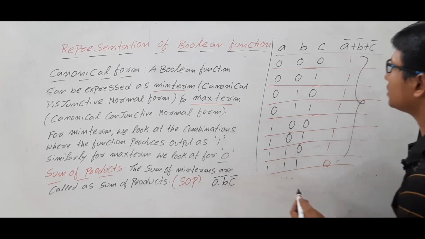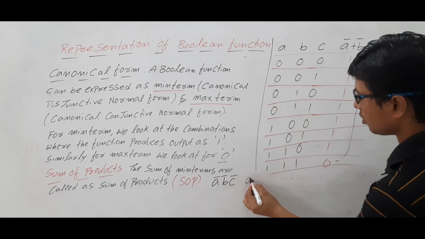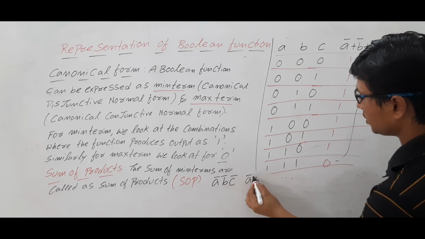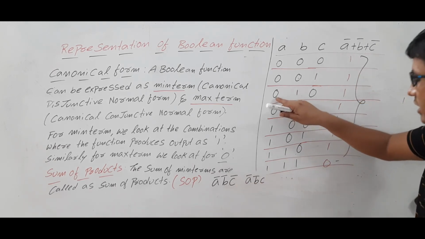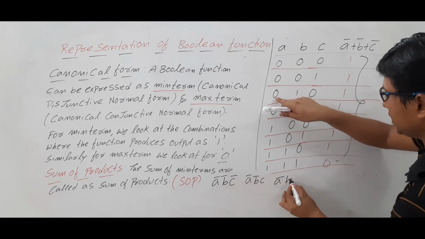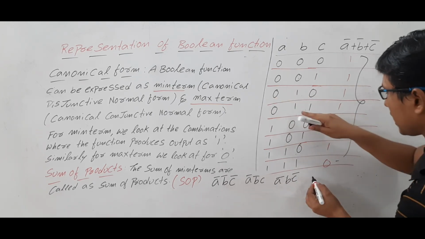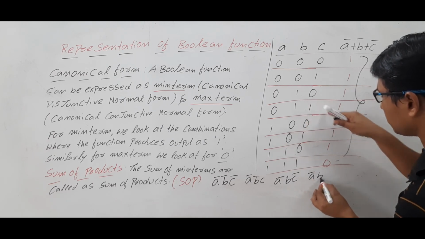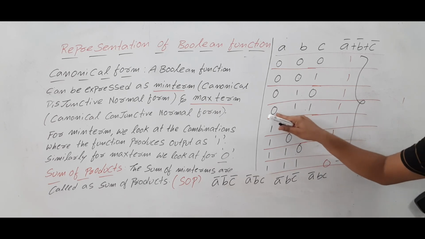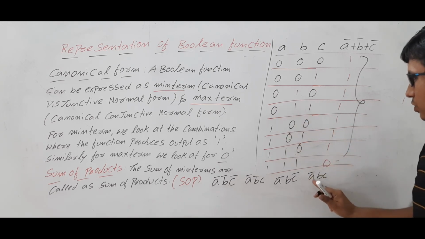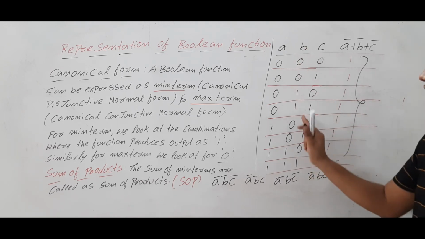Now another min term is A complement, B complement, C. Now another min term is when A complement, B, C complement, it is producing the output as 1. Another min term is A complement B C. This is the fourth min term. Are you able to understand? Whenever there is a 0, you will keep the complement. Whenever there is a 1, you will represent the variable directly.